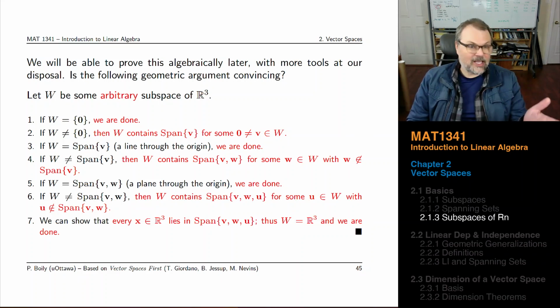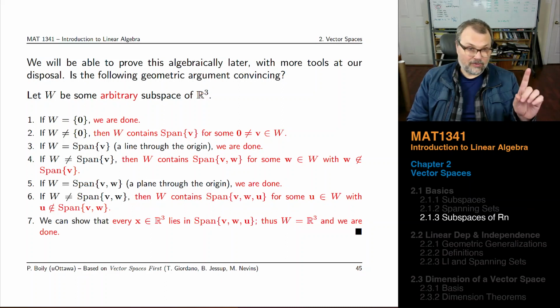If it is in fact equal to the span, if W is a line through the origin, then you're done because it's one of the two options. If it's not equal to the span of that one vector, then there's going to be some other vector W which is in the subspace W, but which is not in the span of V. And so that means that the span of V and W will be contained in the subspace W. And in particular, that W that you pick is not parallel to V.